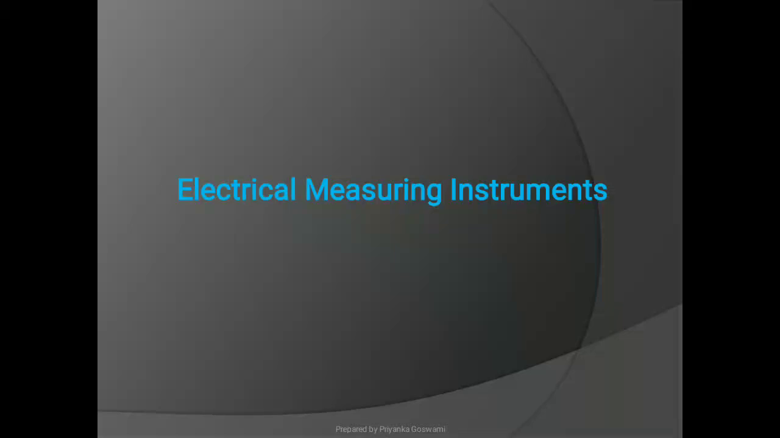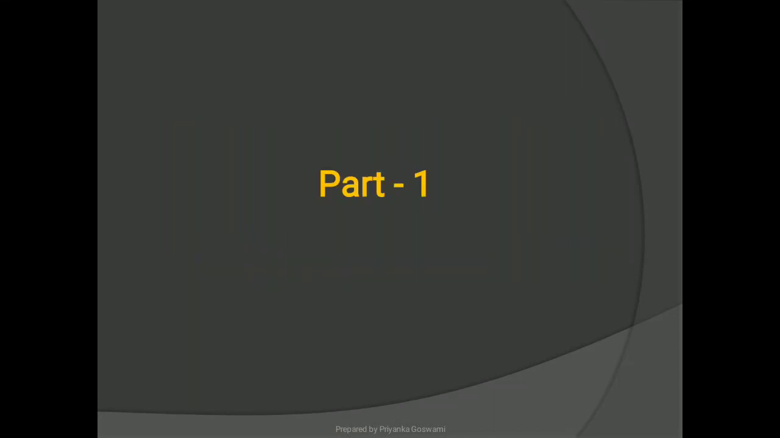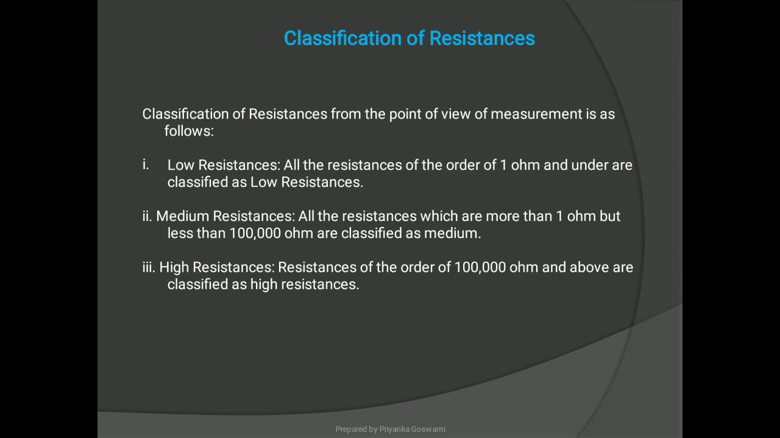In this session, we are going to study chapter 5, measurement of circuit parameters, of the subject electrical measuring instruments. Part 1. Now, classification of resistances. From the point of view of measurement, resistances can be classified as follows.